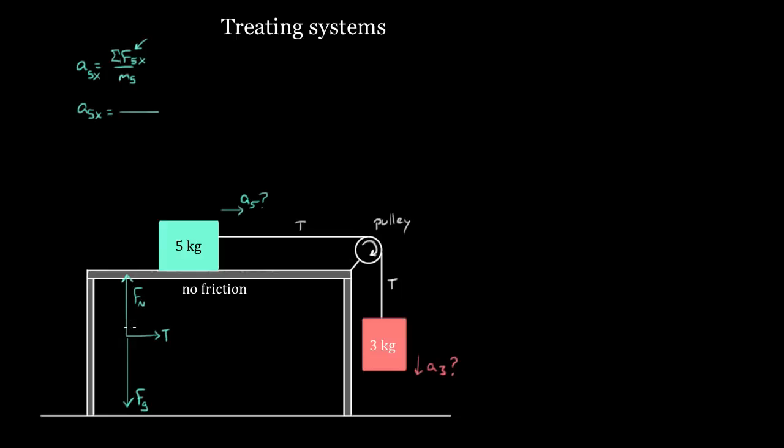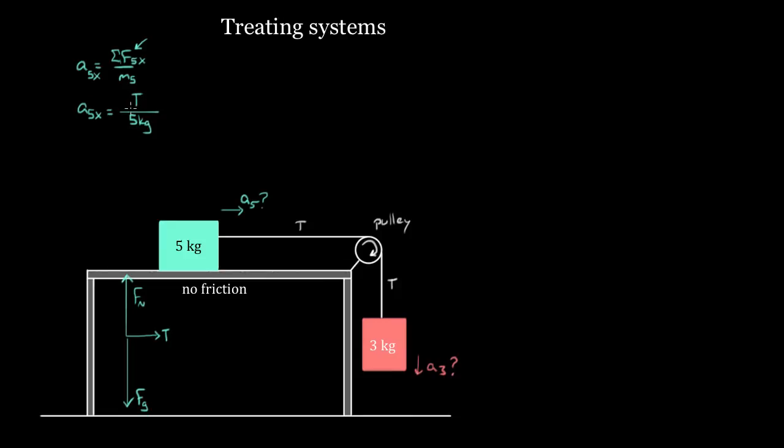I'm ignoring air resistance, since we usually ignore air resistance. So that's it. The only horizontal force I've got is T, tension. And I divide by the mass of the 5 kilogram box, which is 5 kilograms, but we got a problem. We don't know the acceleration of the 5 kilogram mass, and we don't know the tension.